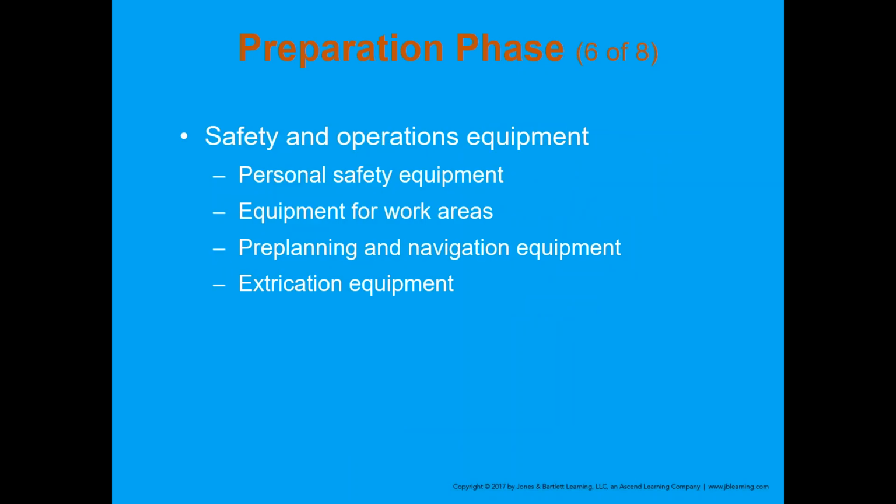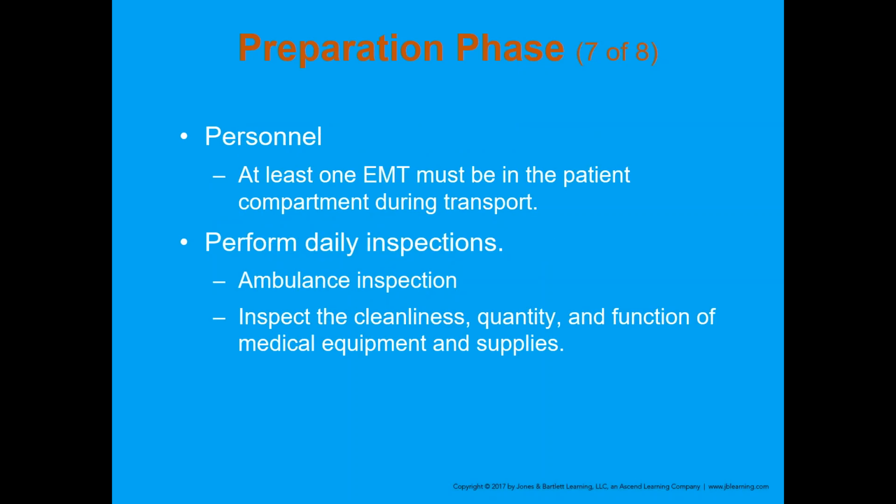Safety and operation equipment, personal safety equipment. That's your high visibility vests, your goggles, safety glasses. Right now, your N95 mask, respirators, all that. Equipment for work areas, replanning navigation equipment, and extrication equipment. All of these are, again, in that preparation phase before we even get started for the day. We want to make sure all this stuff works, that it's available.